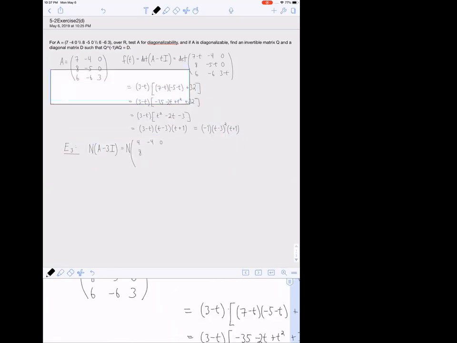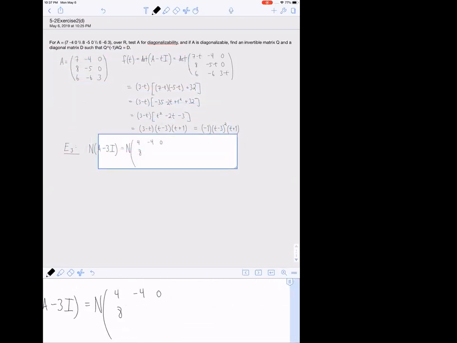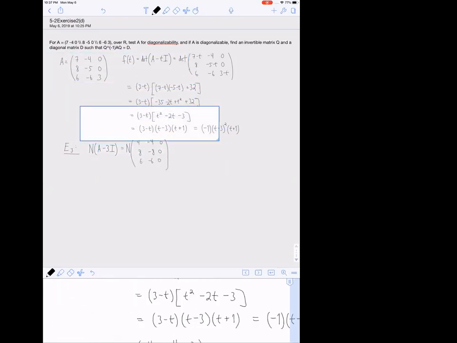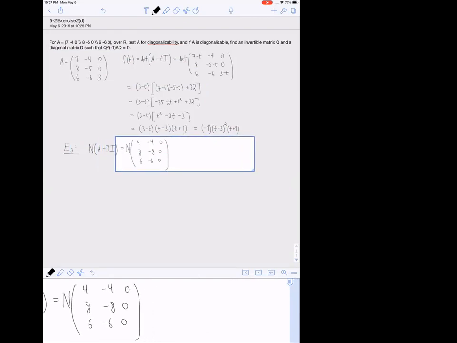And then minus 5 minus 3 will be minus 8 in the middle entry. And 3 minus 3 will be a 0 in the last entry. Right, so we want to find the null space of this 3 by 3 matrix now. And I'm going to quickly and maybe verbally do a few of these elementary row operations.